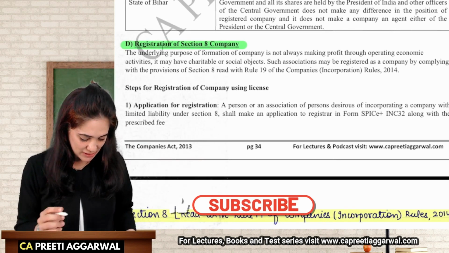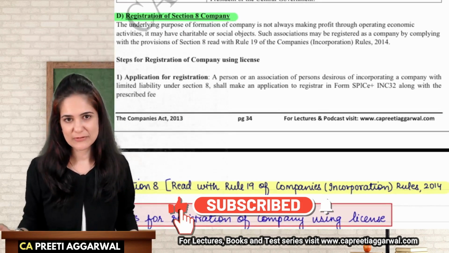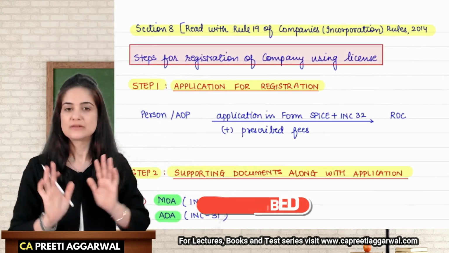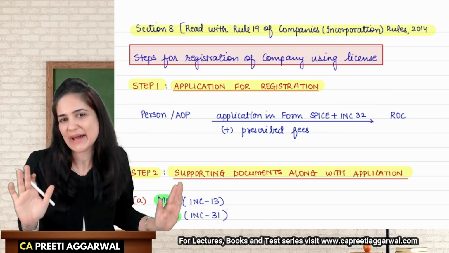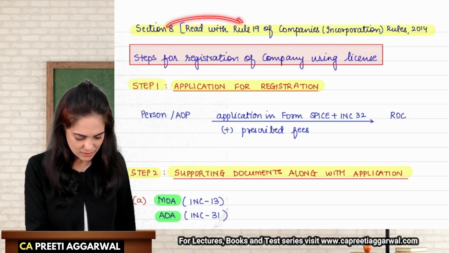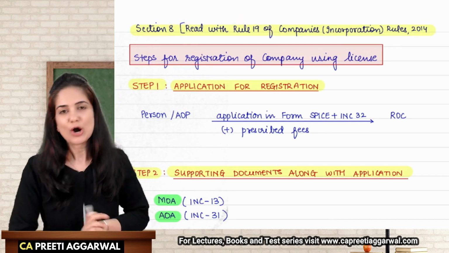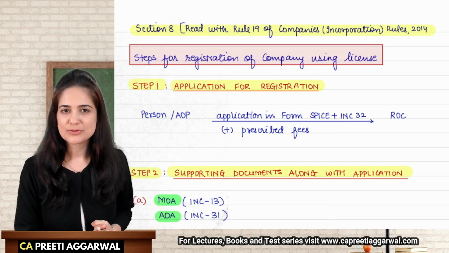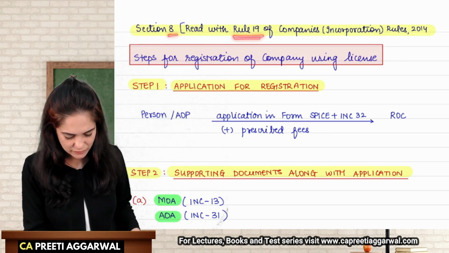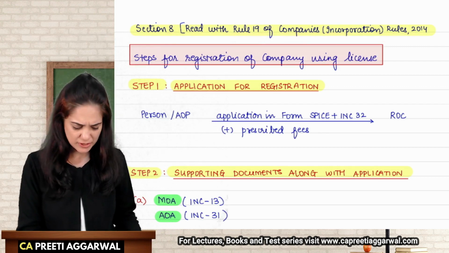What are the steps? I'm not going to refer to what is given in the textbook. I am going to study from these charts of mine, from my handwritten notes. Now, Section 8 to be read with Rule 19 of the Companies (Incorporation) Rules, 2014.